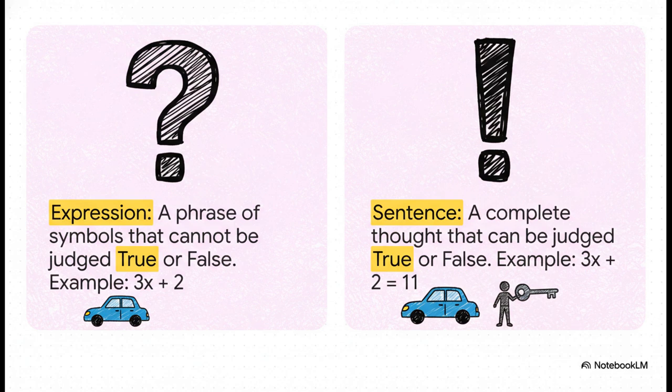But a mathematical sentence, like 3x + 2 = 11, that makes a full claim. It's like saying the blue car costs $11. Now we've got a complete idea that we can actually test. We can figure out if it's true or if it's false.